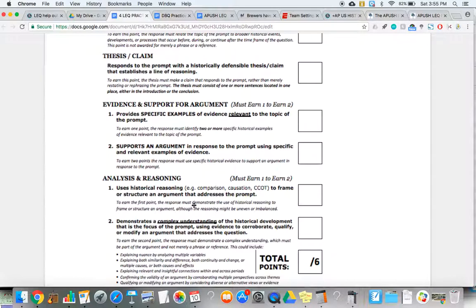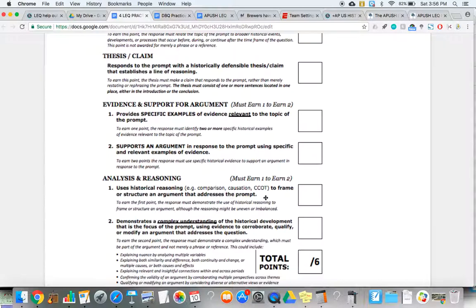As you list off your evidence to support your thesis, you're explaining why that evidence supports your thesis. Your ability to truly compare, if it's a comparison question, or to really get to what causes things to happen, get to the root of the problem, or to talk about how something stays similar or is different over time. Continuity, how it stays the same. Change, how it's different. Your ability to do that can really help you get this point.